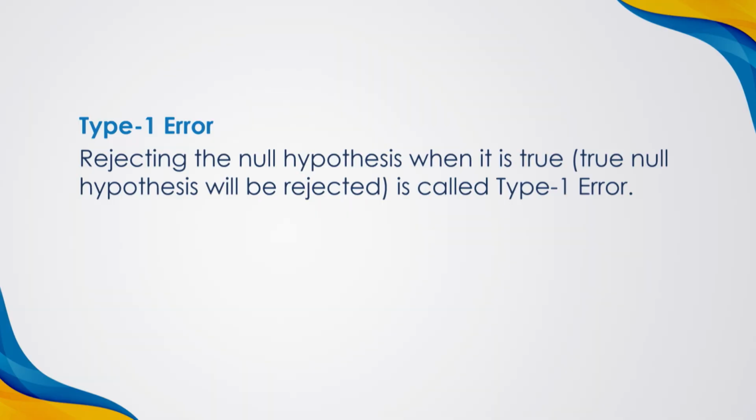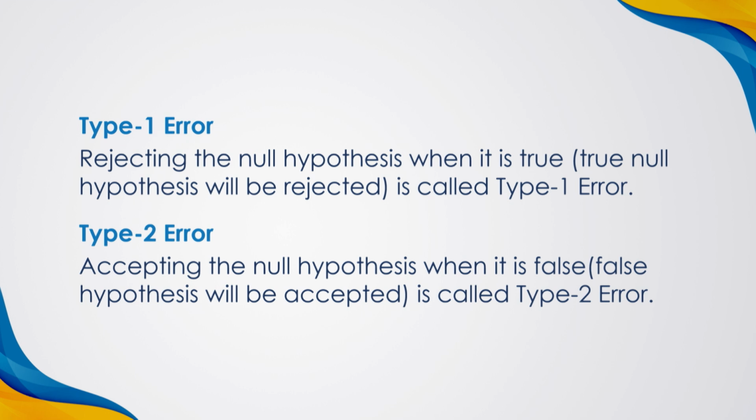Dear students, let us begin the second part of the lesson, in which you will learn about type 1 and type 2 errors. Type 1 error: rejecting the null hypothesis when it is true. It is also called true null hypothesis will be rejected. Then type 2 error: accepting the null hypothesis when it is false. That is nothing but false hypothesis will be accepted, is called type 2 error.